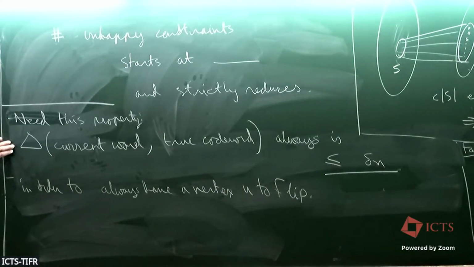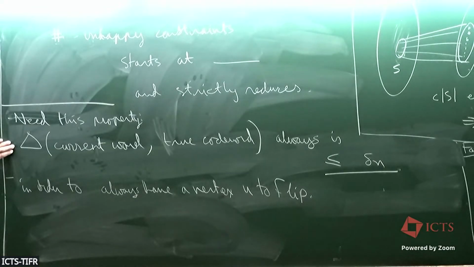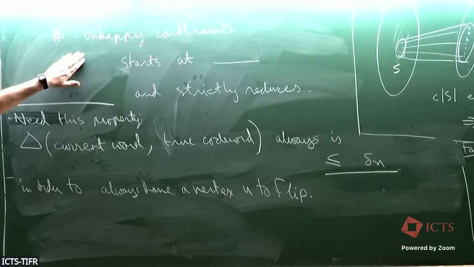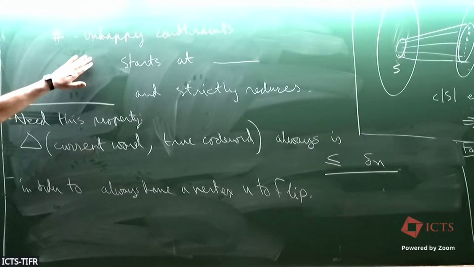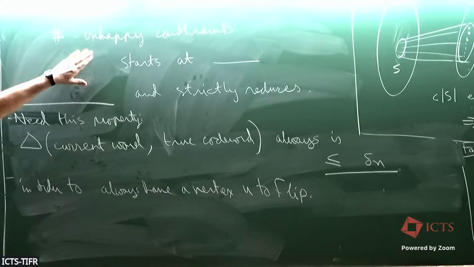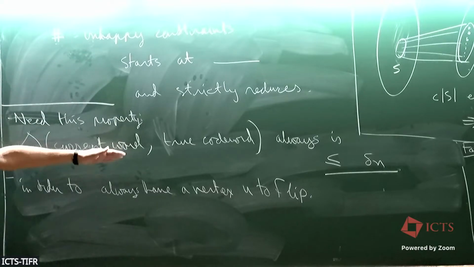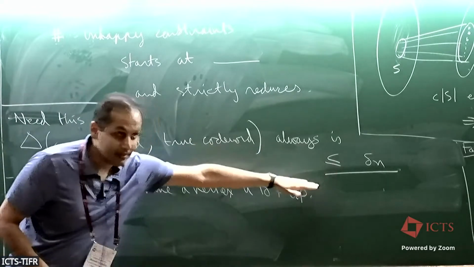How do I make sure this property always holds? There is a two-way connection between the number of corrupted coordinates and the number of unhappy constraints. We will use the fact that the number of unhappy constraints is small. This we know at every stage of the algorithm. It started off at something and it will only strictly reduce. So the number of unhappy constraints is small. This will imply that the distance of the current word from the true code word is moderately small, and we'll make that moderate delta n, and then this will finish out.